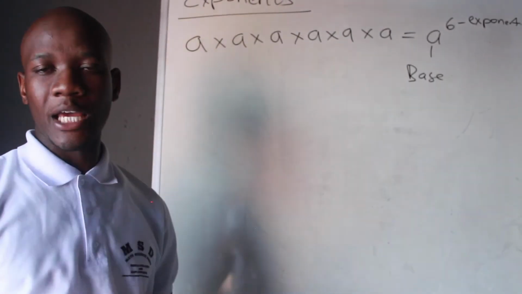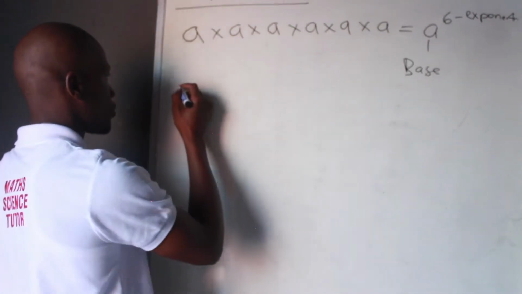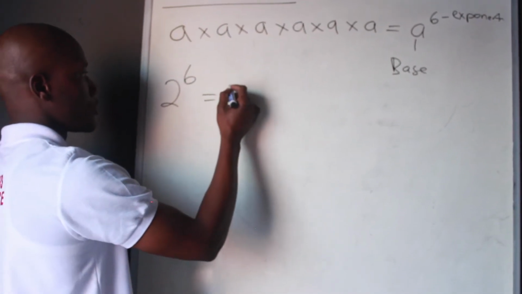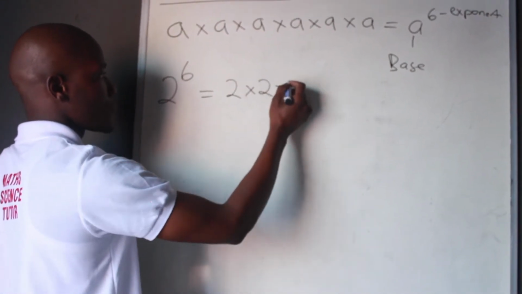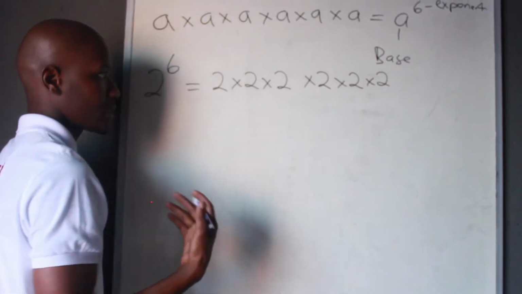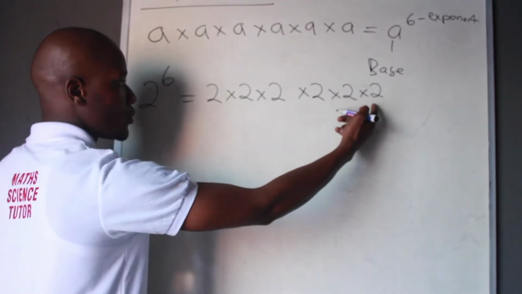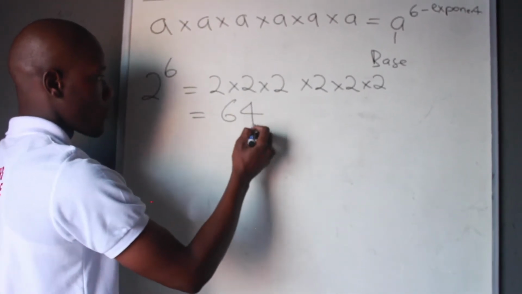An exponent shows how many times a number is multiplied by itself. So 2 to the power 6 is 2 times 2 times 2 times 2 times 2 times 2, 6 times. So 2 times 2 times 2 times 2 times 2 times 2 is 64.